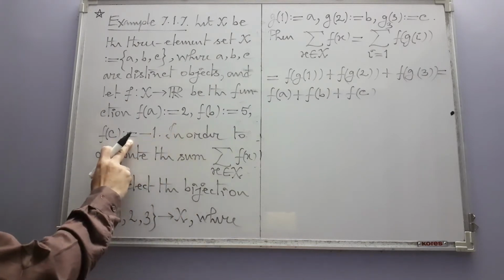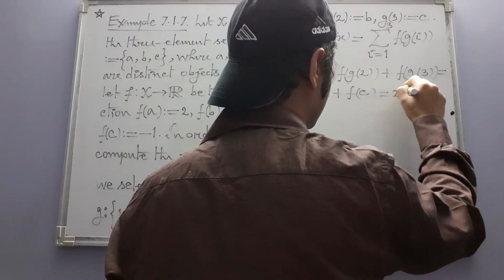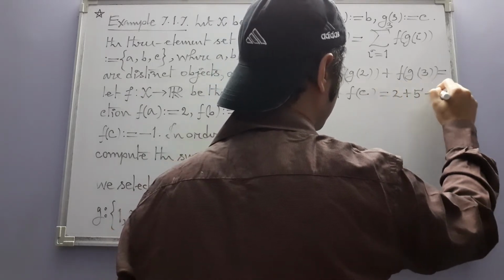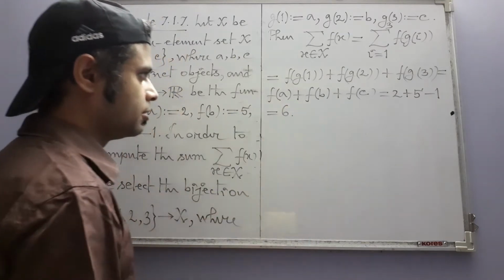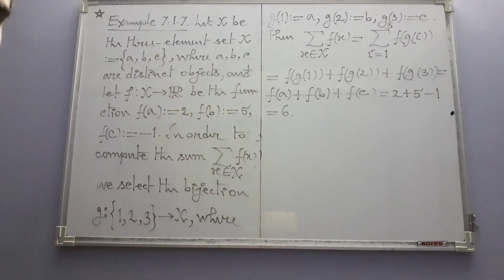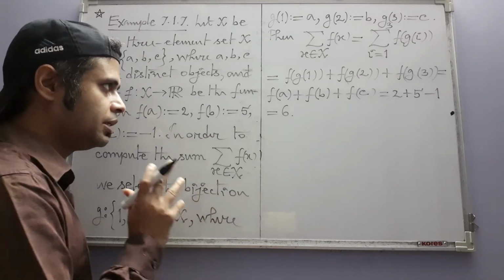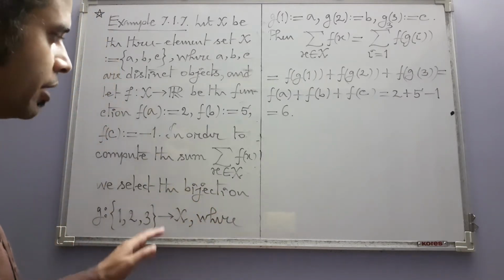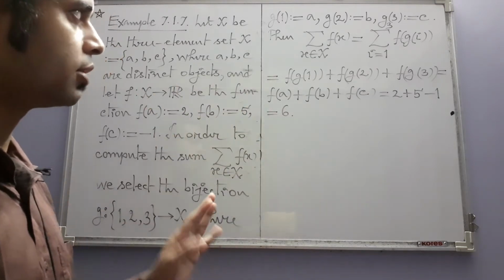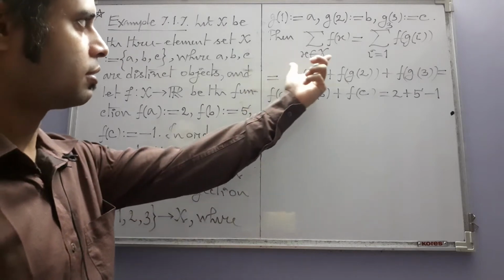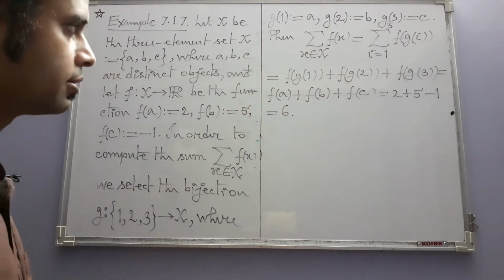Now you look at these values. This is 2 plus 5 minus 1, which is 6. So without thinking about what we are actually doing, we can just mechanically follow the previous definition and get this result. This is what the value of this symbol is in this particular case.